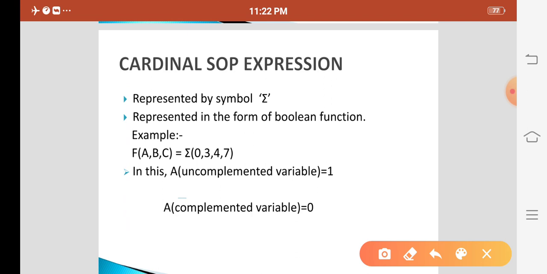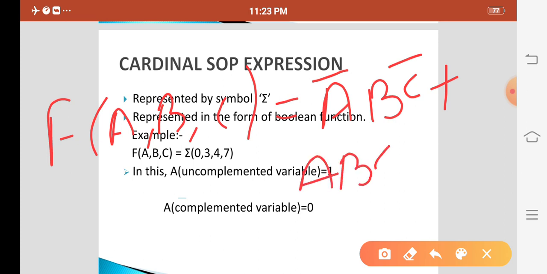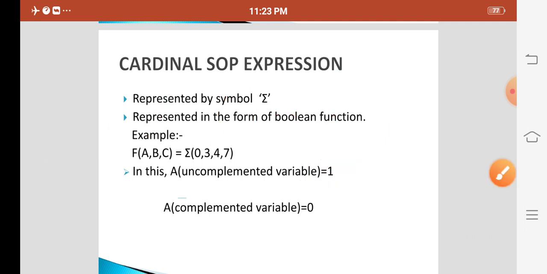Now if I discuss canonical SOP expressions, how were we going to write it? Suppose a dot b dot c. I am writing here the example of canonical SOP: a bar b c bar plus a b bar c, suppose, and a plus b plus c. So this is actually called canonical SOP representation, but this also we can write in the form of cardinal expression. So this is how we will write.